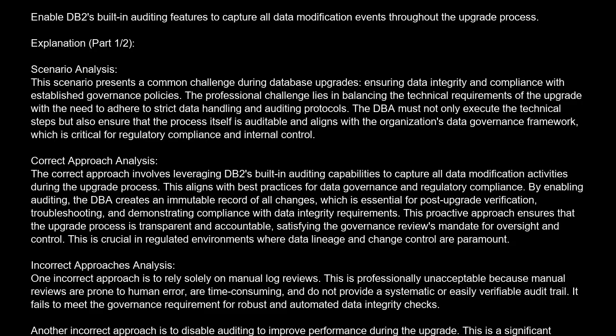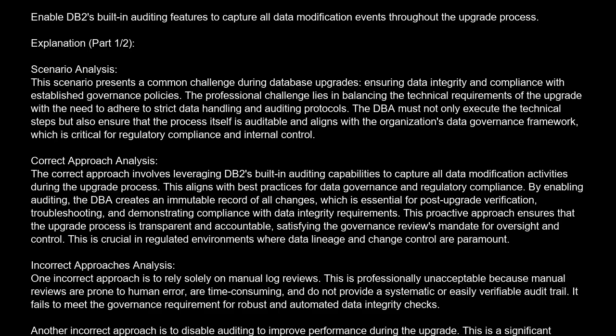Correct answer is D. Enable DB2 built-in auditing features to capture all data modification events throughout the upgrade process. Explanation. Scenario analysis. This scenario presents a common challenge during database upgrades, ensuring data integrity and compliance with established governance policies. The professional challenge lies in balancing the technical requirements of the upgrade with the need to adhere to strict data handling and auditing protocols.